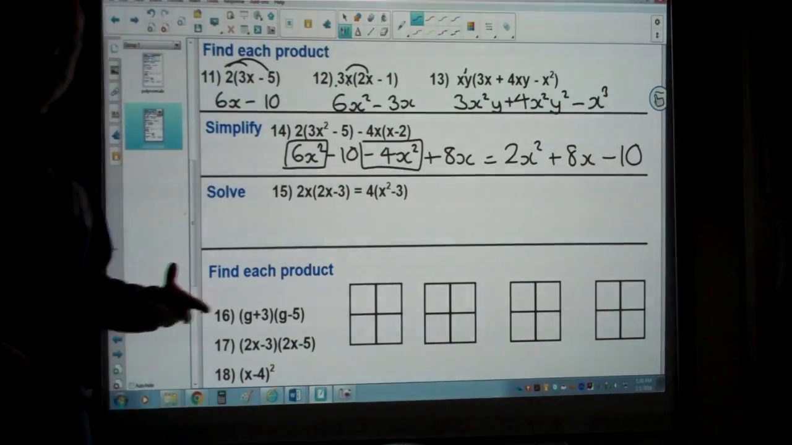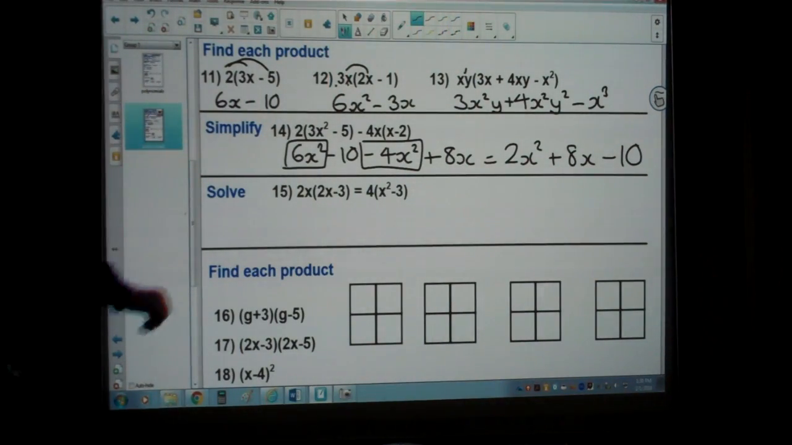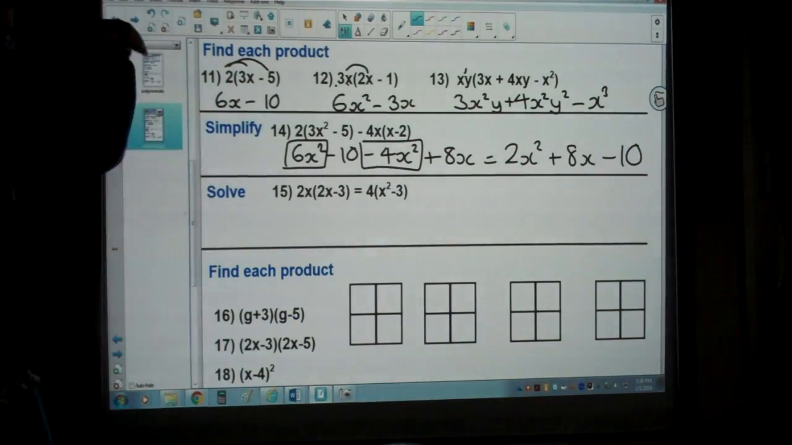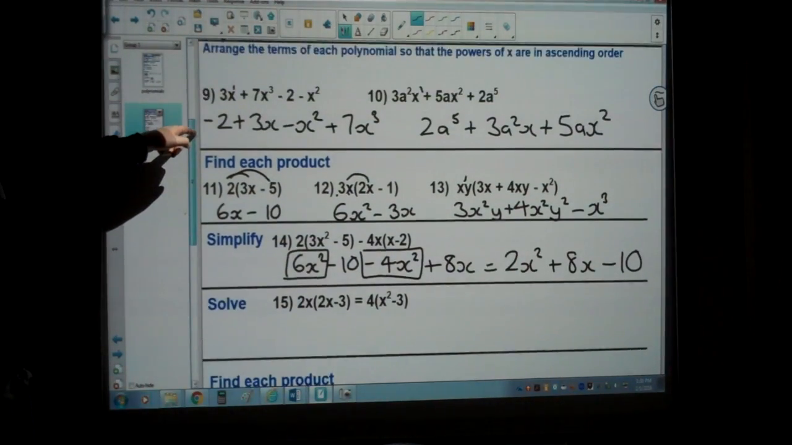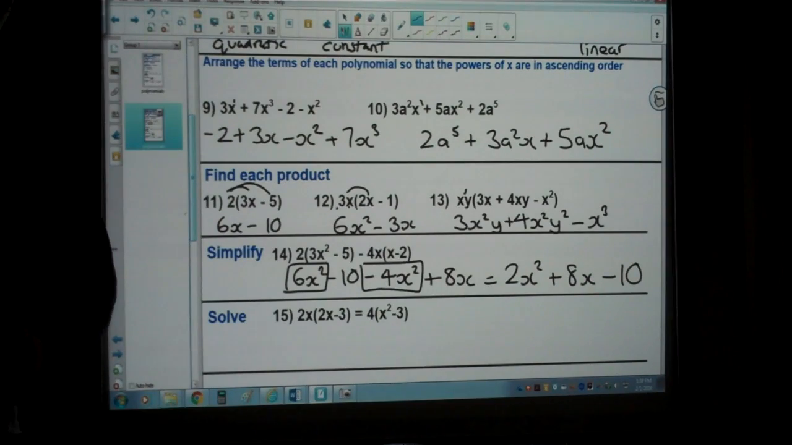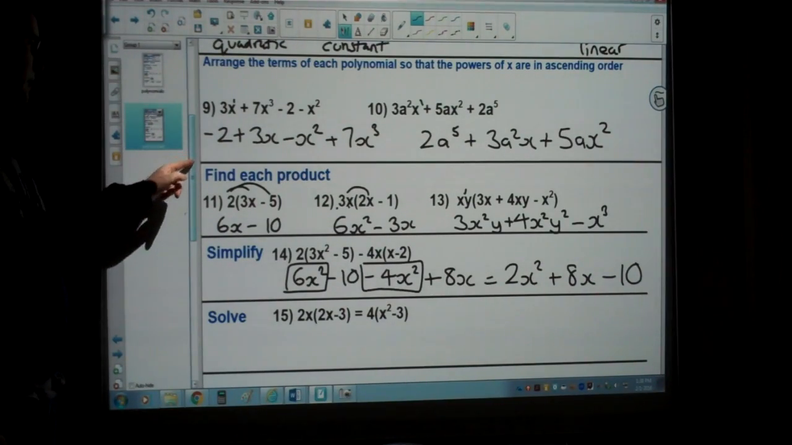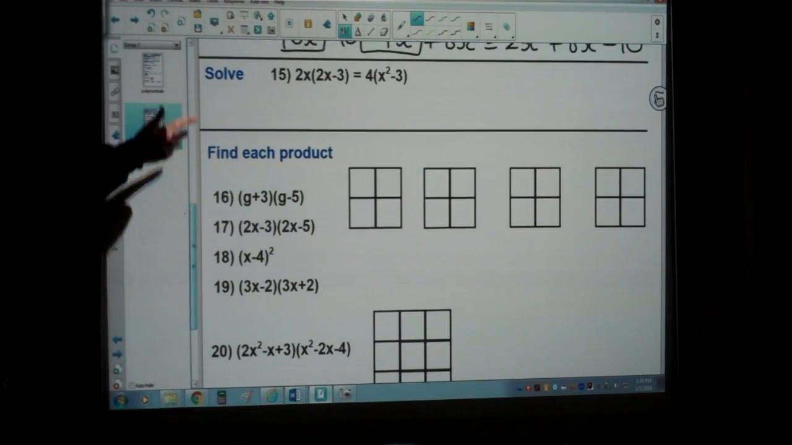And putting them in descending order is the most common way of actually answering these questions. We normally prefer the degree to go downwards. And I just put ascending order for this question just to give you practice with that, just in case they do ask it the other way around, just so you're aware of that.